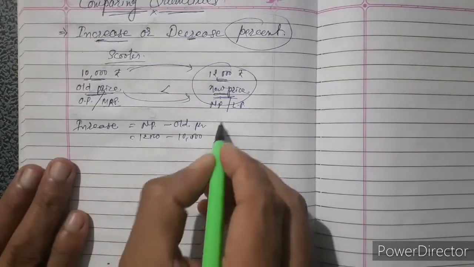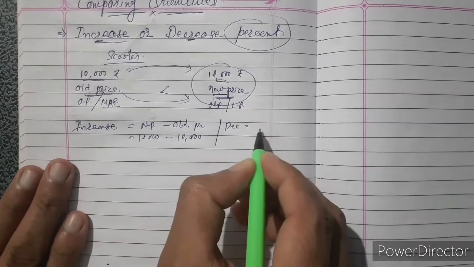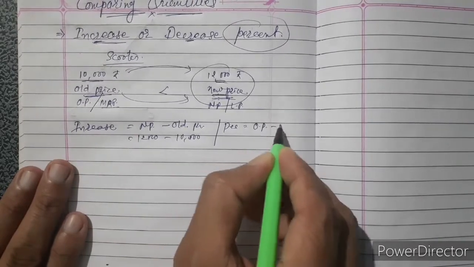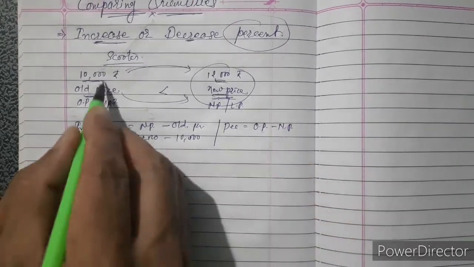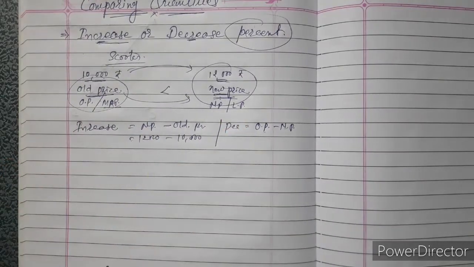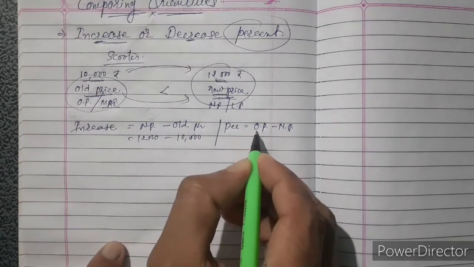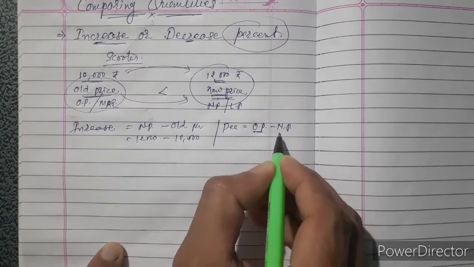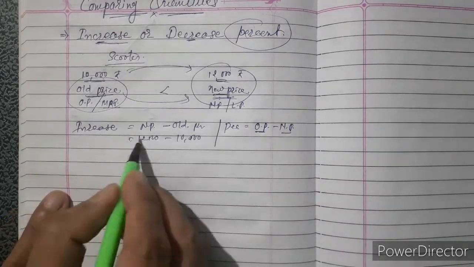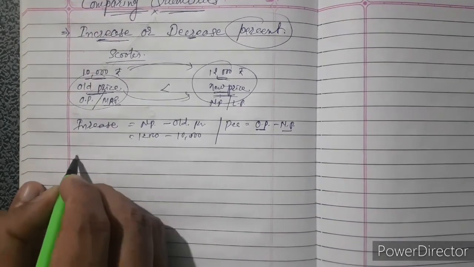Same for decreasing. In decreasing, what to do? Decreasing equals old price minus new price, because that time the older price is more than the new price. So in decreasing you just take old price minus new price. Now, increasing percentage.